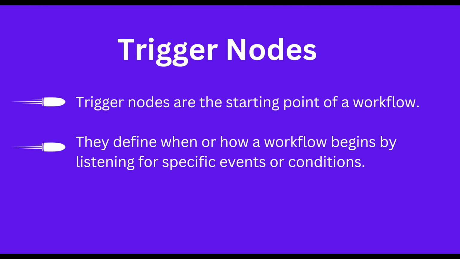Also, trigger nodes define when or how a workflow begins by listening for specific events or conditions. Those specific events can be many things. It can be a button click, it can be a chat message, or it can be other app events, like when I receive an email in my Gmail inbox, or an entry in a Google Sheet, or an entry in an Airtable. There are many. So that also can be a trigger point. There are different types of trigger nodes. Let's see them one by one.